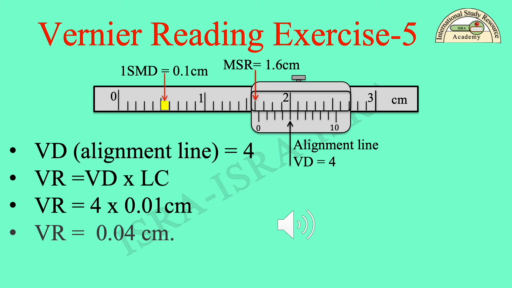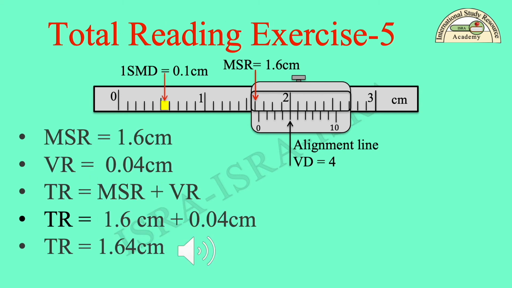Matching and reading line of vernier divisions is visible on the diagram. It is represented with a black arrow. Total reading exercise 5. MSR is equal to 1.6 cm. VR is equal to 0.04 cm. Therefore, TR is equal to MSR plus VR, or TR is equal to 1.6 cm plus 0.04 cm. Final value of TR total reading is equal to 1.64 cm.